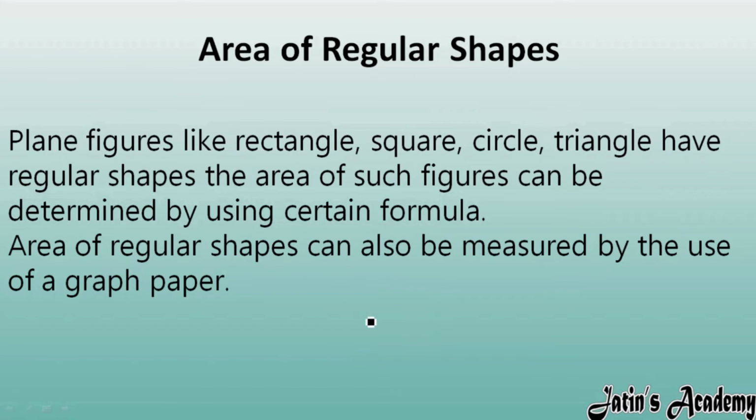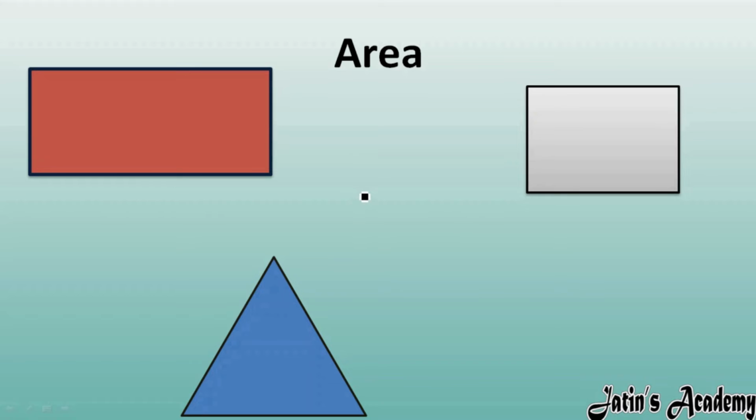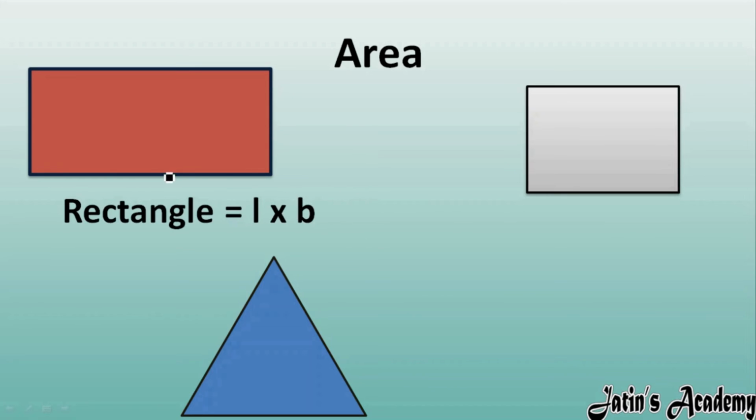Fine. So here we have different areas, first the rectangle. This is the plane figure of a rectangle. So how do we find the area of a rectangle? By using the appropriate formula, that is length multiply breadth. Here, for example, this is the length of the rectangle and this is the breadth. By knowing its length and breadth we can calculate its area.